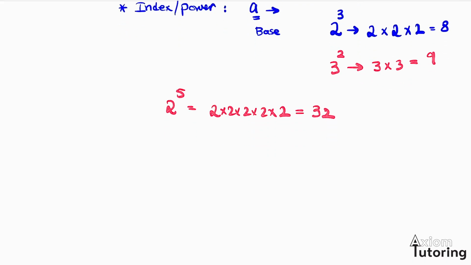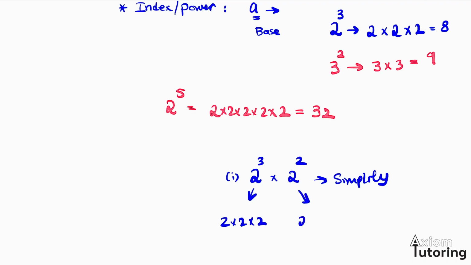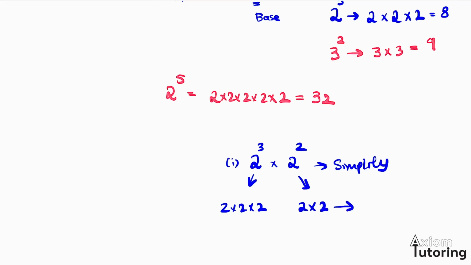What if we have a problem that combines powers? So what if we have 2 to the power of 3 times 2 squared, and we're asked to simplify these powers? Well, one way to do it would be to write 2 times 2 times 2, and then for 2 squared to write 2 times 2. How many 2's do we have now? Well, we have 5 2's.